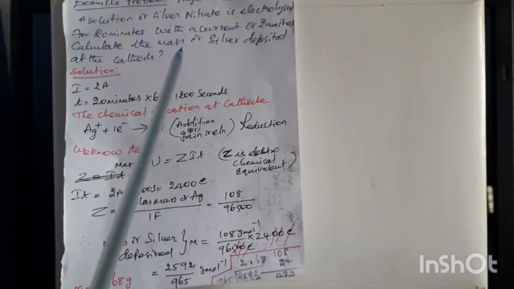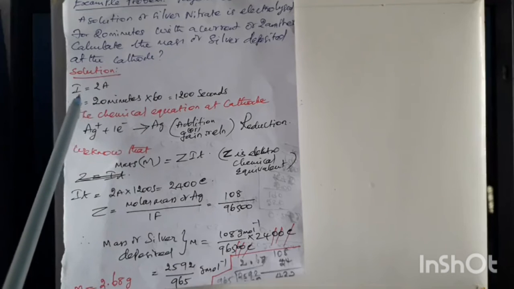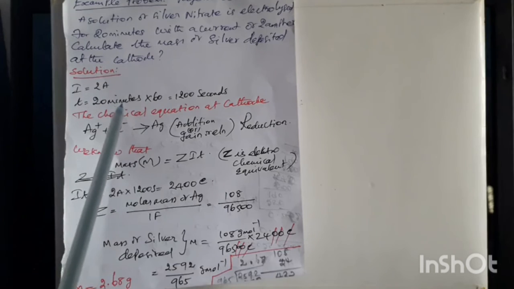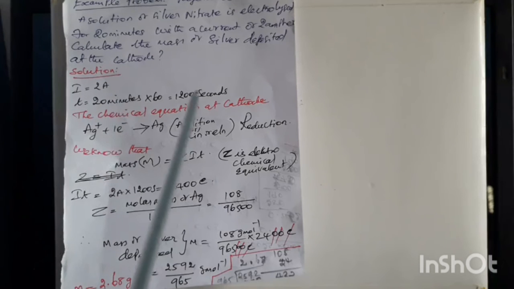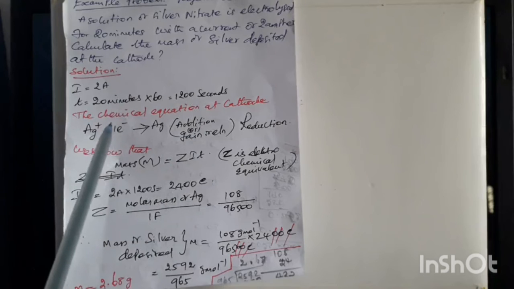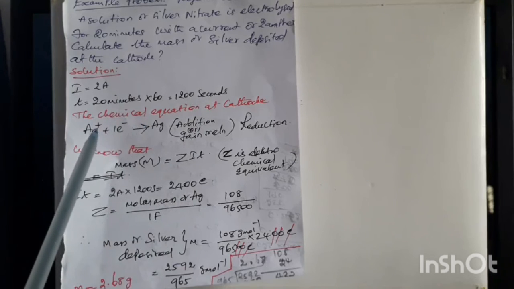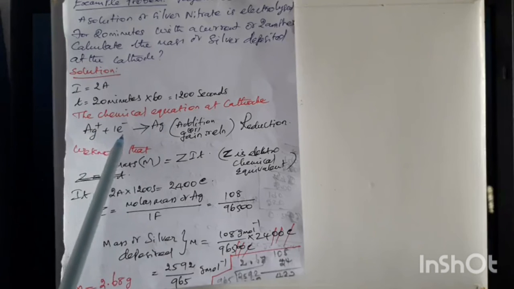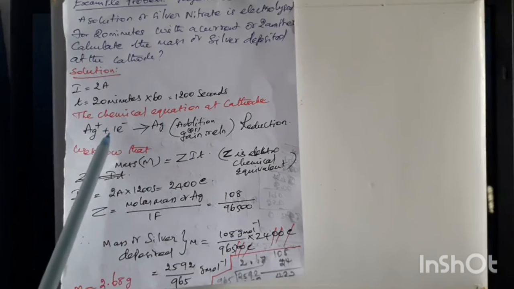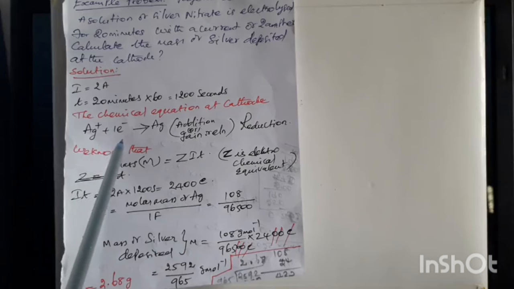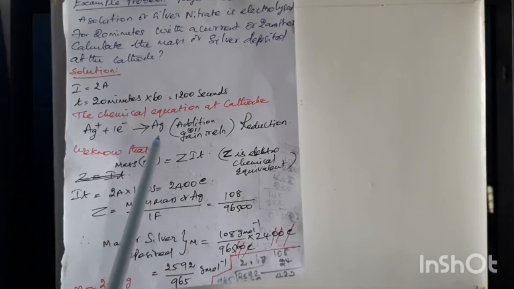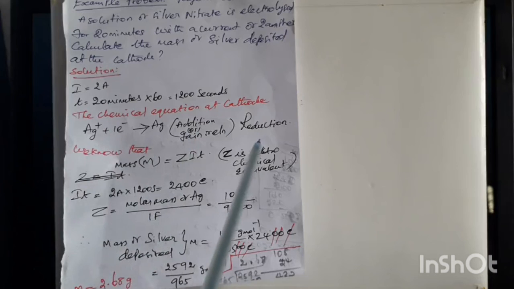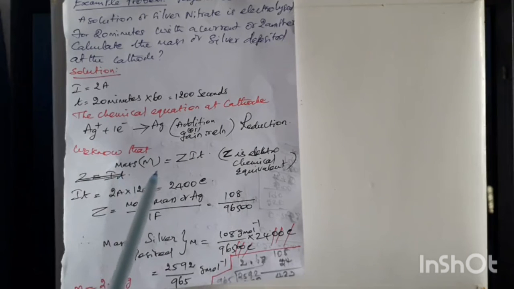Given: I is equal to 2 amperes, t is equal to 20 minutes, which converted to seconds is 1200 seconds. The chemical equation at the cathode where silver is deposited: Ag plus ion accepts 1 electron to give silver. Gain of electron is reduction. So mass is equal to ZIt. This is the relationship of Faraday's law.